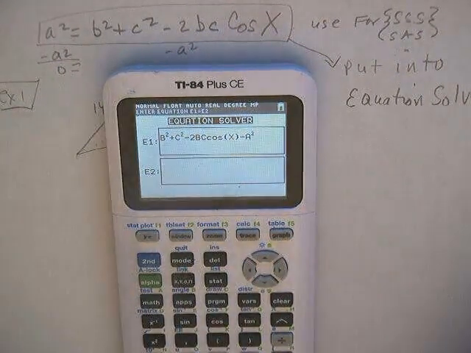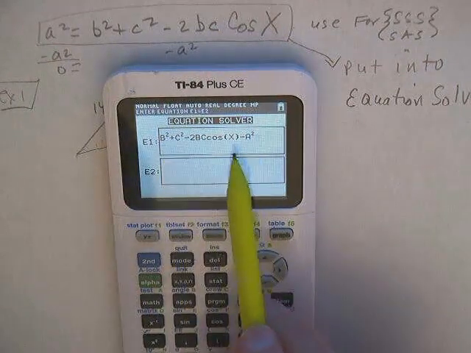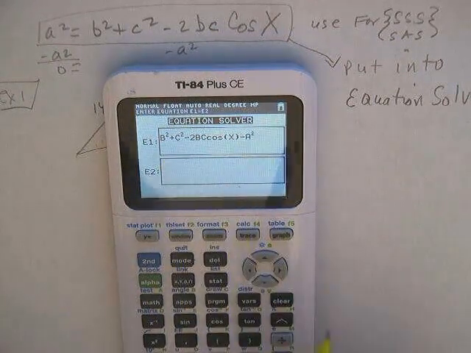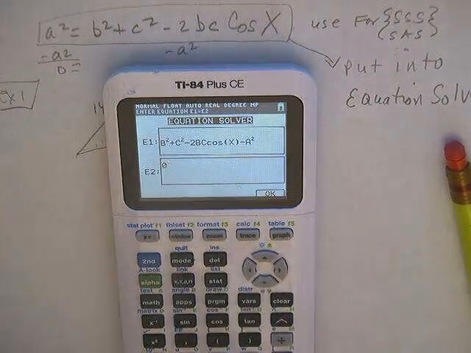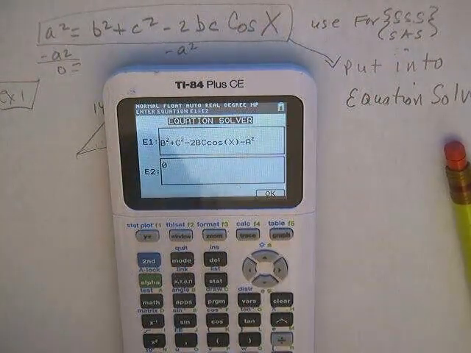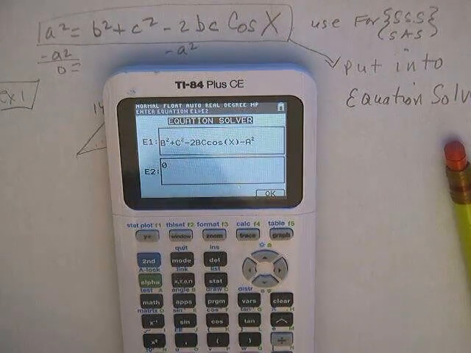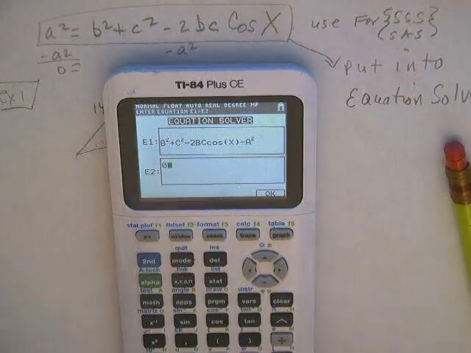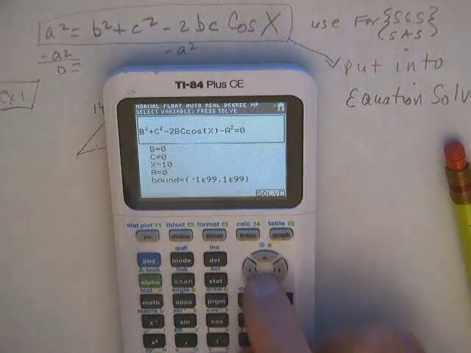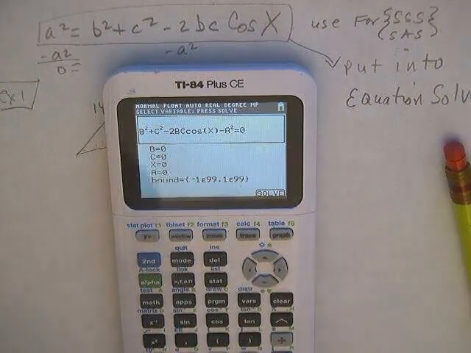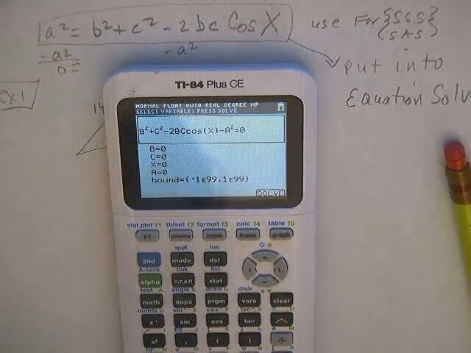Notice the calculator does all the variables in caps, which is why we had to do X. And then if you have one of these newfangled calculators, you put your 0 right there. If you don't, yours will say 0 equals. And then we're good. Hit enter. And notice there's letters for us to put in here.